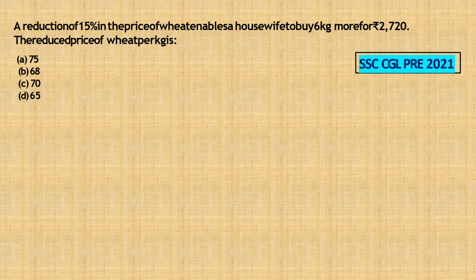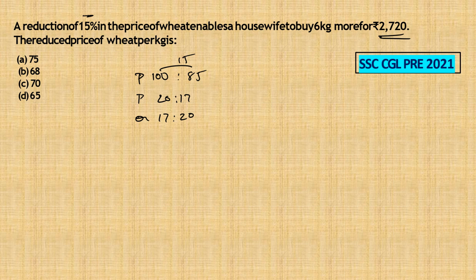A reduction of 15% in the price of wheat enables a housewife to buy 6 kg more for 2720. The reduced price of wheat per kg is? The price was 100 and it is reduced by 15%, that is 85. What is the ratio? 20:17. They are getting 6 kg more due to the reduction in price. The spending is the same in both cases, so the ratio gets reversed, that is 17:20.